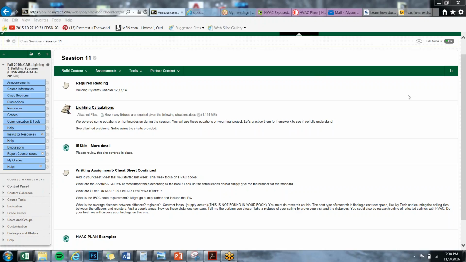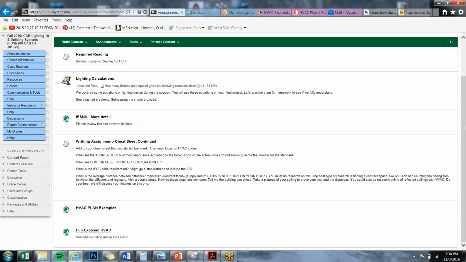So below that, I have a few links: HVAC plan examples, and fun exposed HVAC. See what is hiding above the ceiling. So we're going to go ahead and get started, and I'm going to do something a little strange.